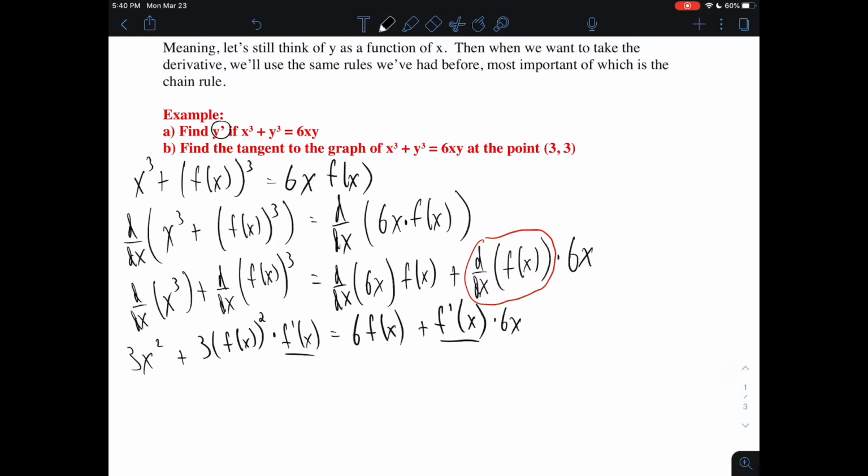So then this just comes down to reorganizing some terms. I'm going to bring the things that have f prime of x attached to it over to the left, which means I have 3 times f of x squared times f prime of x. That was already on the left-hand side, and I'll bring what's on the right, f prime of x times 6x, over to the left by subtraction. And then on the right-hand side, I had 6 f of x, and then I have to subtract 3x squared.